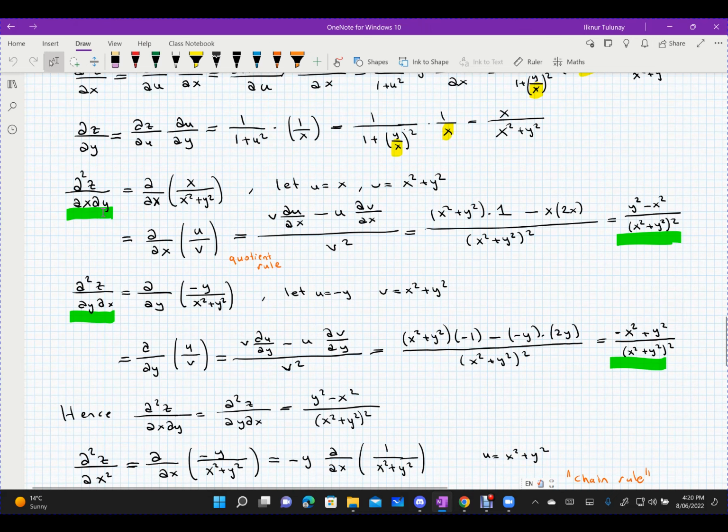This is dx dy. So that's dx. We will put the dz dy in here. Dz dy is x over x squared plus y squared. That's what we calculated. Put it in.